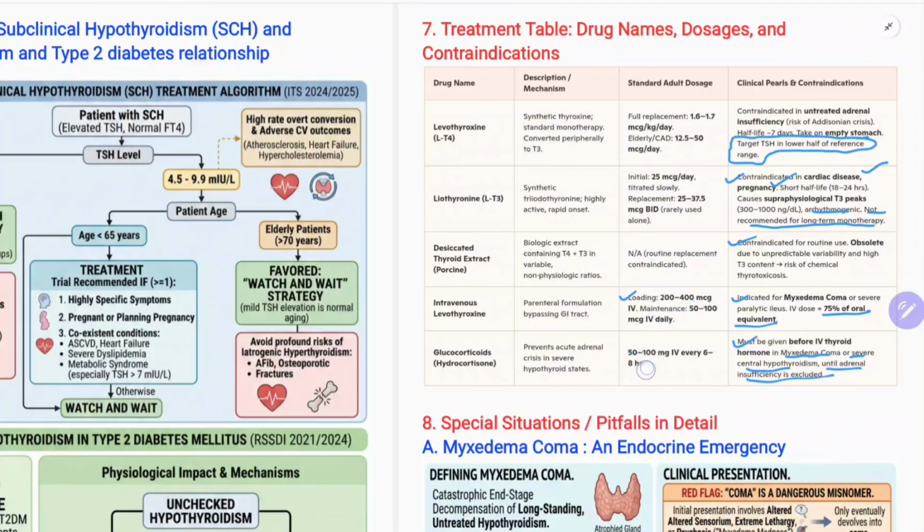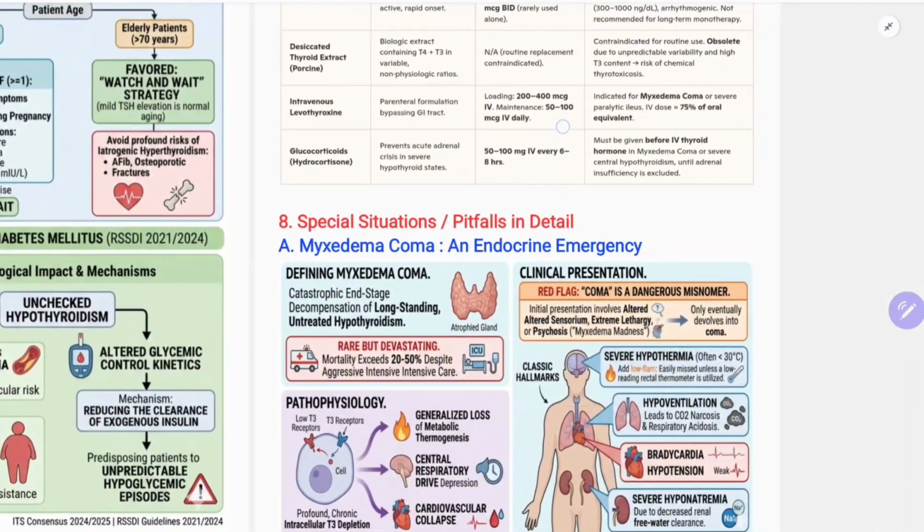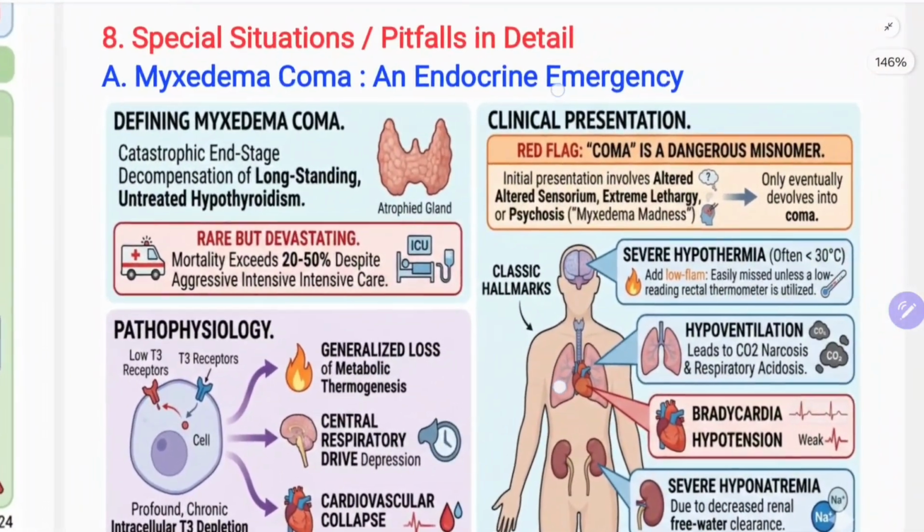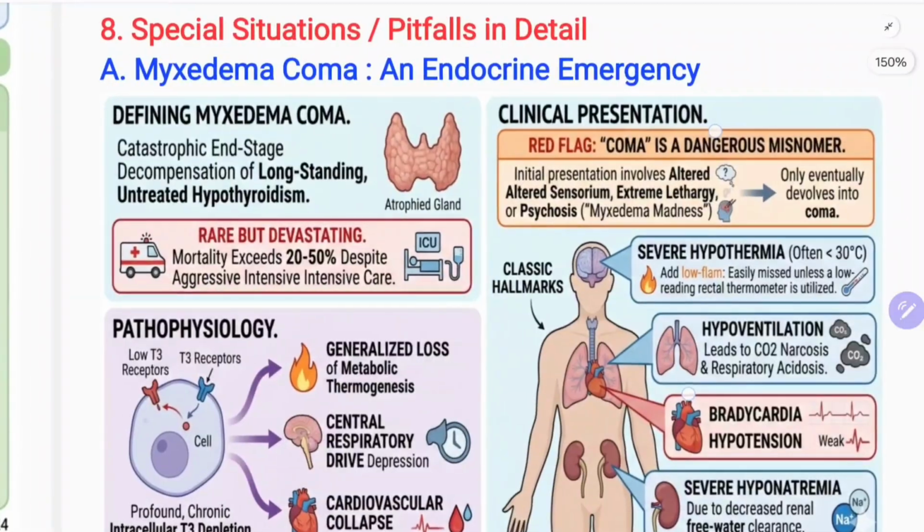Now we'll move on to special situations or pitfalls in detail. Number one special situation is myxedema coma. It is an endocrine emergency. How do you define it? It is catastrophic end-stage decompensation of long-standing untreated hypothyroidism. It is a rare event but devastating. Mortality exceeds 20 to 50% despite aggressive intensive care.